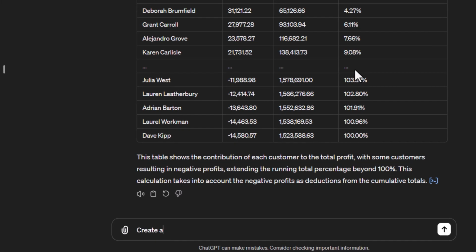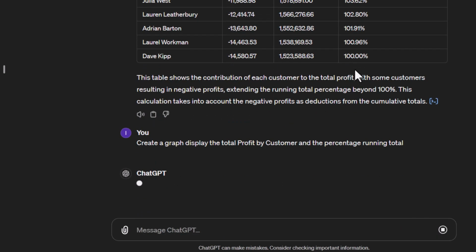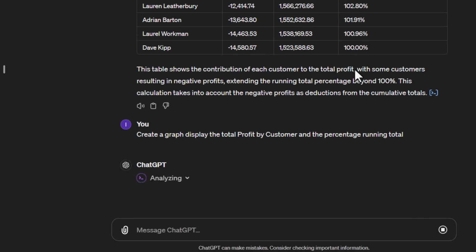And we're going to say create a graph. And we're going to say display the total profit by customer and the percentage running total. So we'll create a graph with that information.